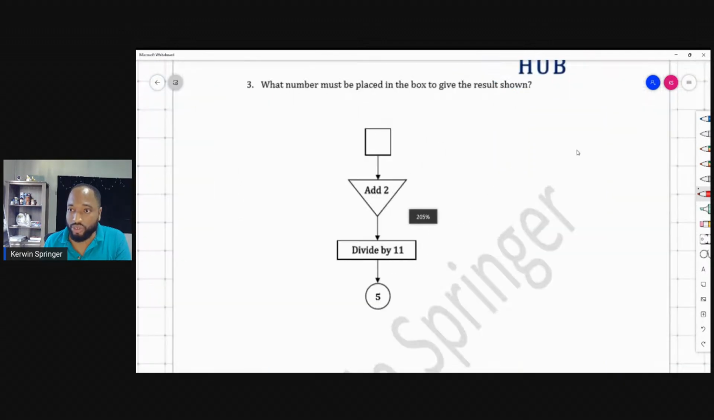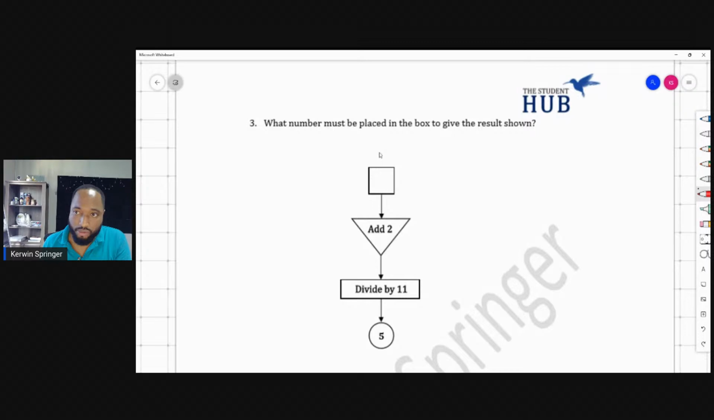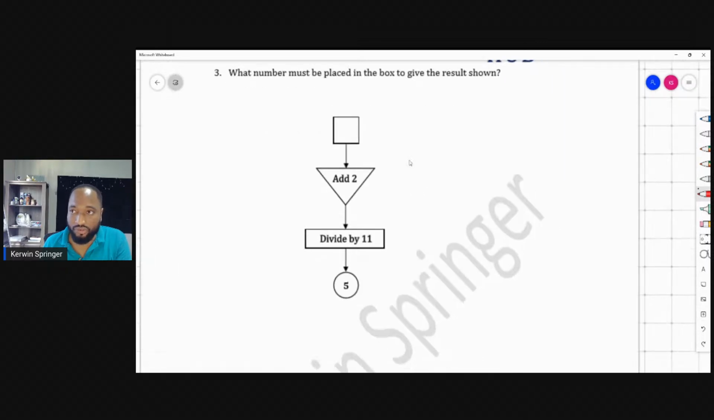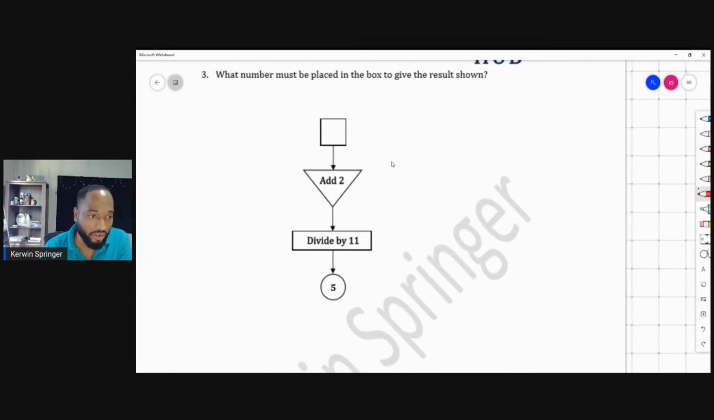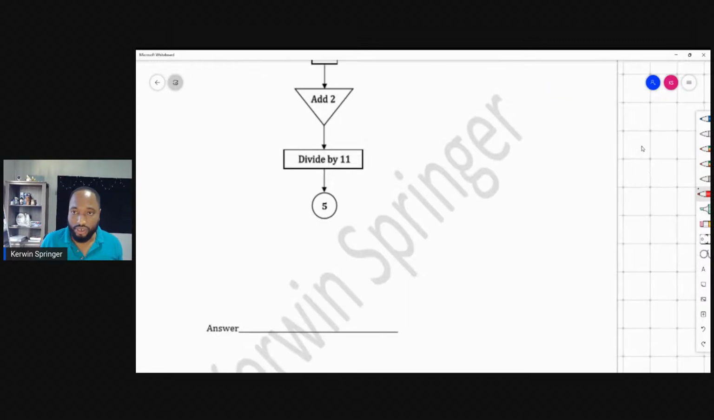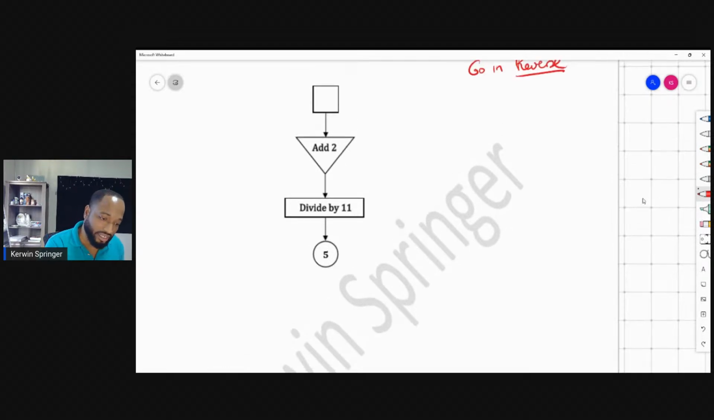What number must be placed in the box to give the results shown below? So this is the algorithm question. If you have an algorithm question like this, you want to go in reverse. Put the car in reverse and go backwards, because very likely they will want the starting number and they give you the ending number. So you need to go in reverse.